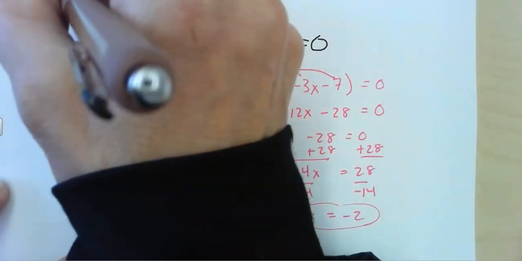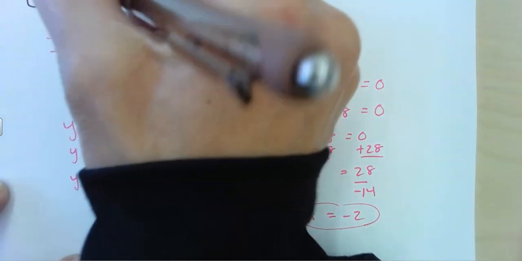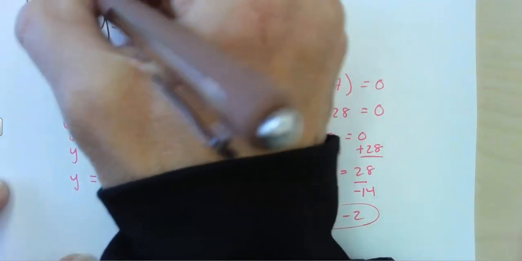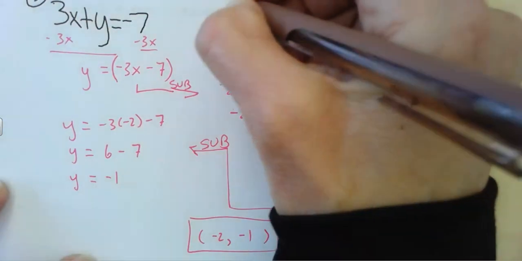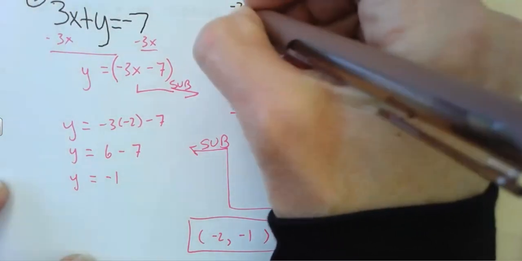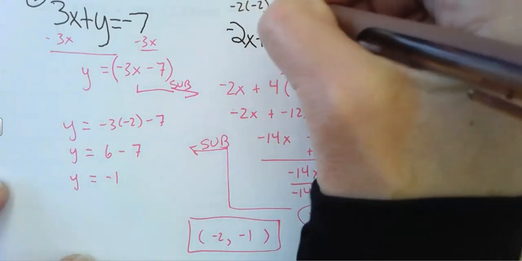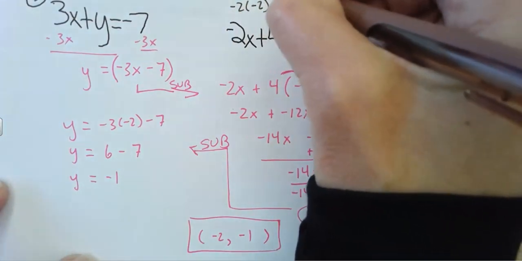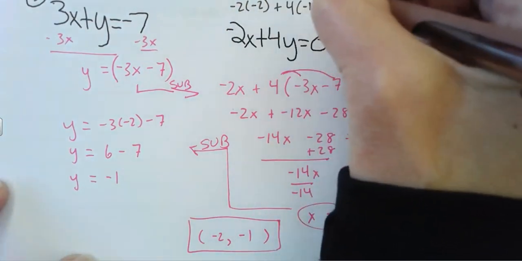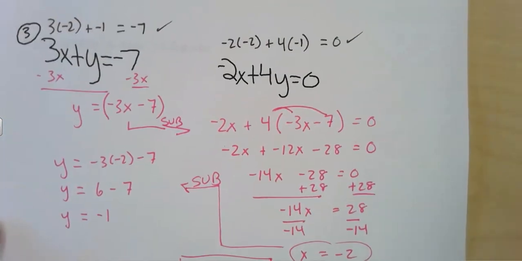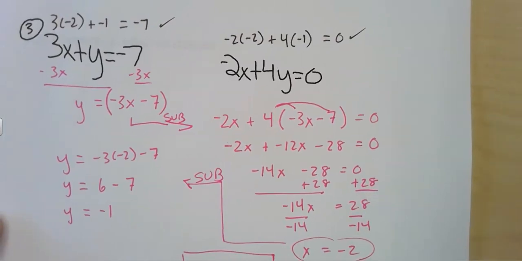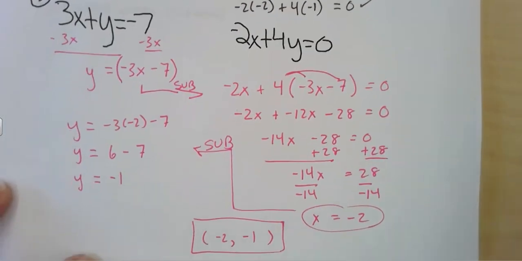Okay, so we think our solution is negative 2, negative 1. So we test it. Negative 2, negative 1. Does that equal negative 7? Negative 6 minus one more. Yeah. And over here we have negative 2 times negative 2, which is 4. And 4 times negative 1, which is negative 4. 4 plus negative 4 does equal 0. Whoops, sorry. So there is my check. I don't know if you saw that. And here is the solution.